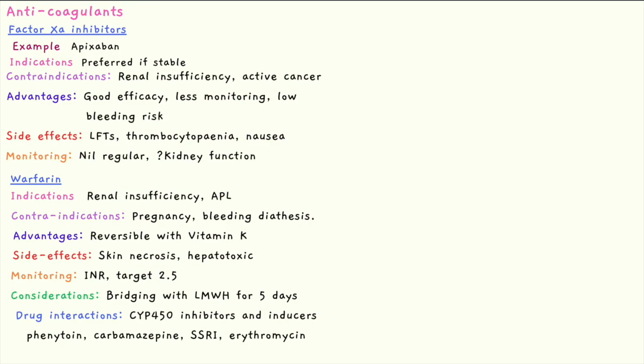Warfarin infamously has a number of drug interactions because it is metabolized by the CYP450 enzyme, so inhibitors and inducers of the CYP450 will be affected. Some common examples include phenytoin, carbamazepine, your depression drugs, selective serotonin reuptake inhibitors, as well as erythromycin, a common antibiotic. And the first two drugs are seizure medications.